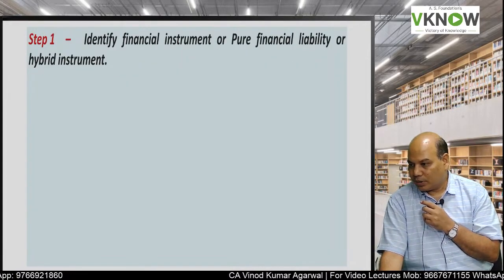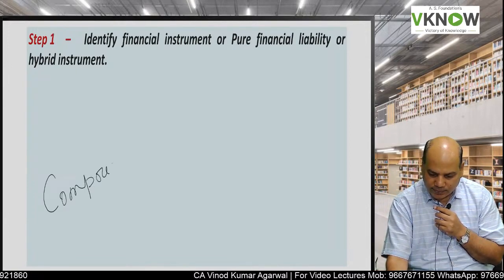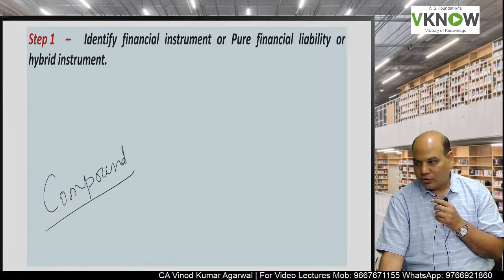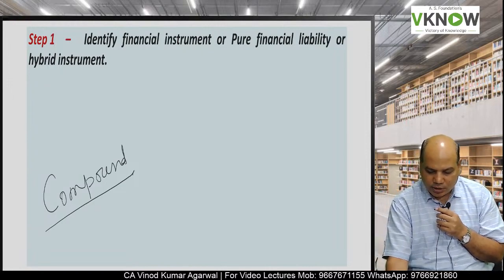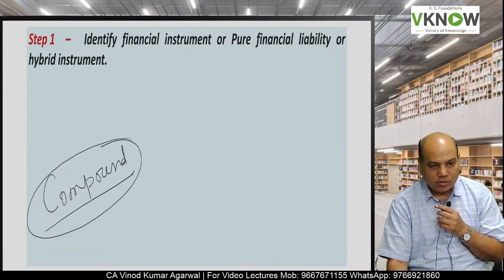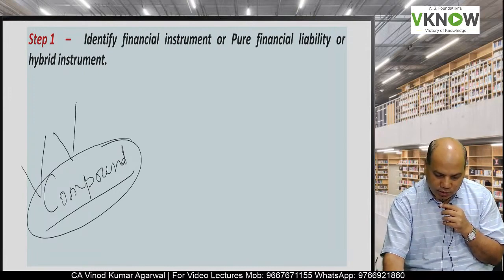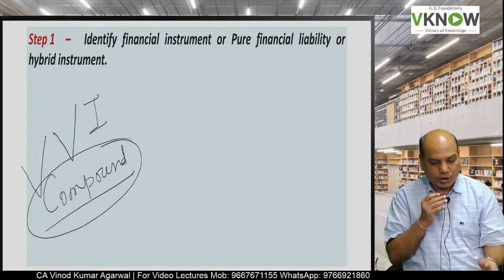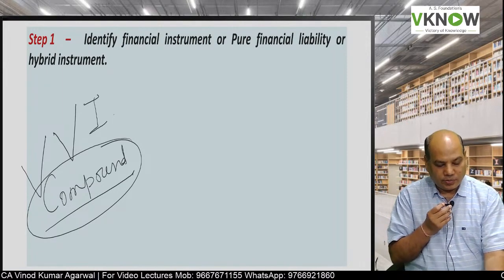One more important part is compound instrument. You will not be able to see the heading, but I will explain now. We are going to discuss what is called a compound instrument. Very, very important. When you go to the exam, read this part.